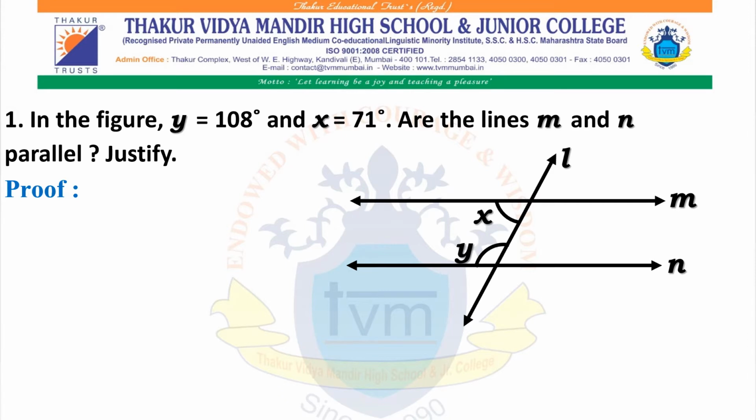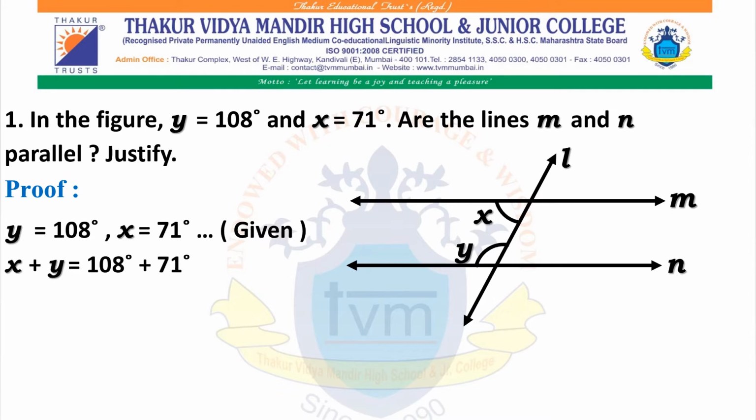Let's see the proof of this. Here it is given that y equals 108 degrees and x equals 71 degrees. Look at this figure. Here x and y are interior angles. If the sum of these two angles is 180 degrees, it means if the interior angles are supplementary, then the lines are parallel. So here we are going to find out the sum of angle x and angle y.